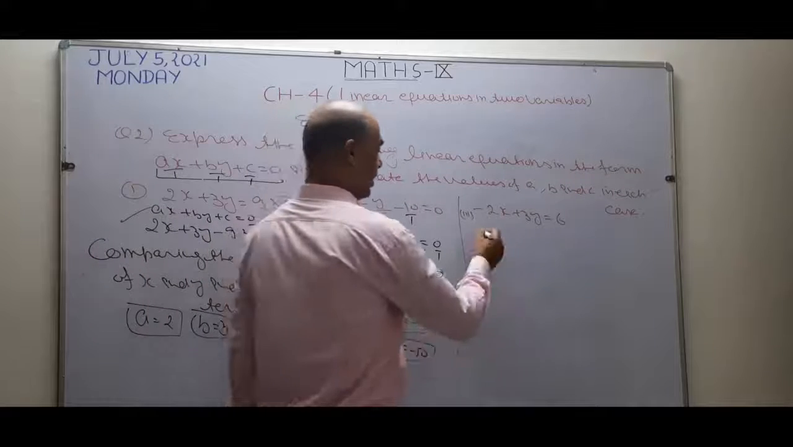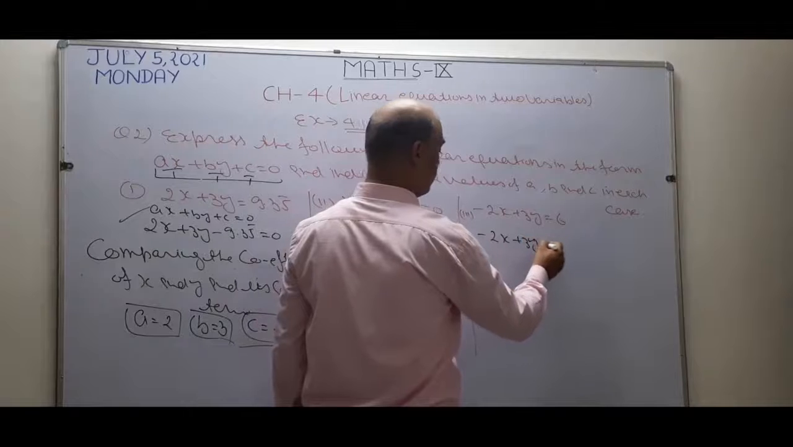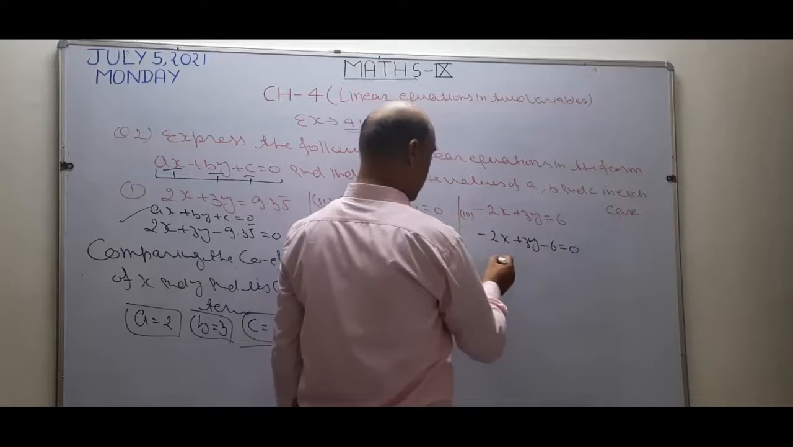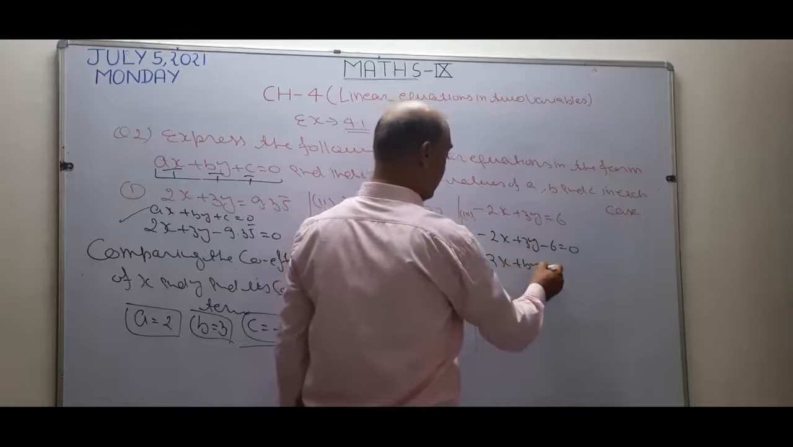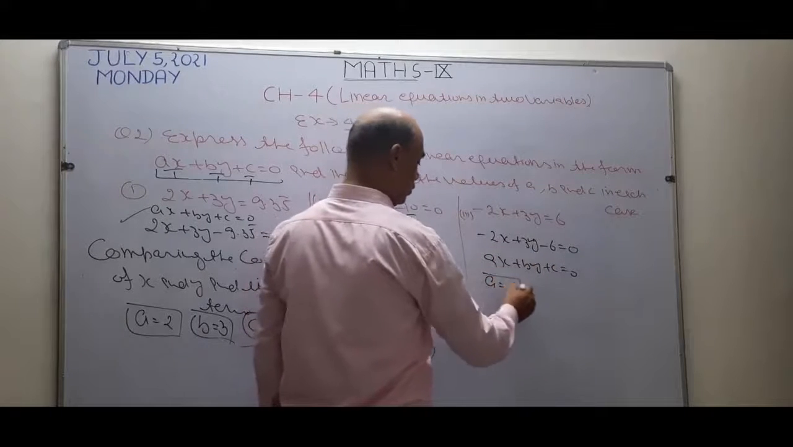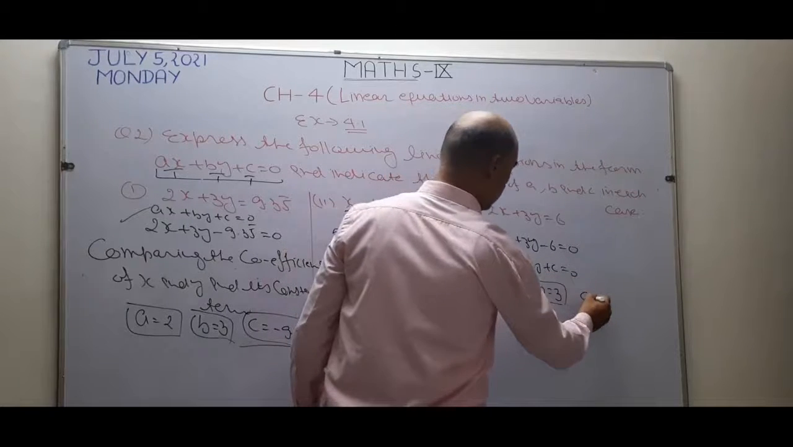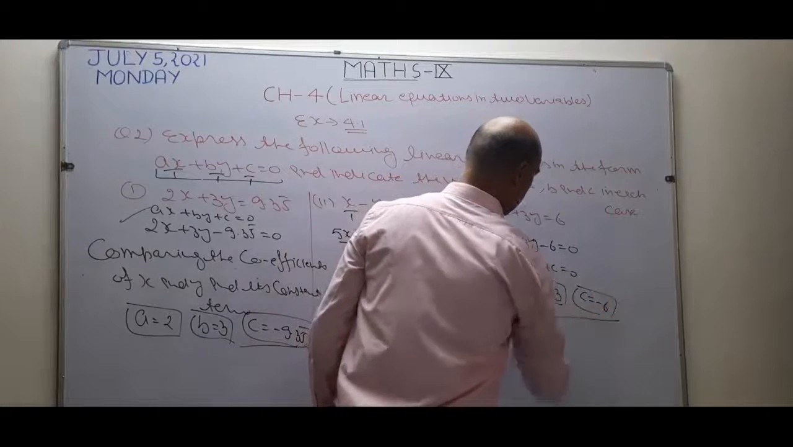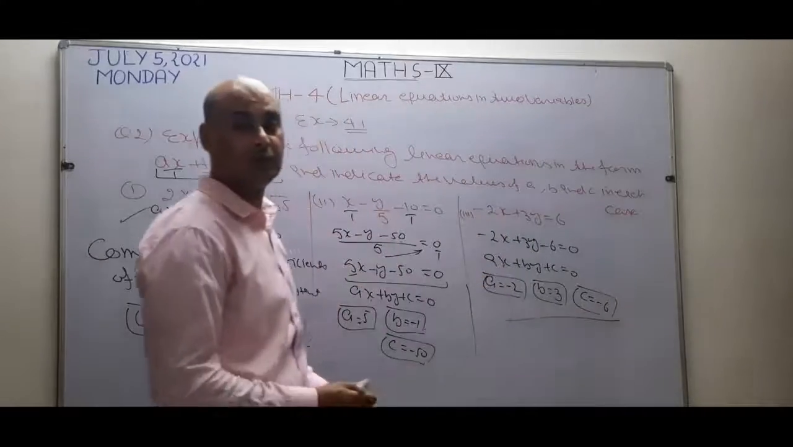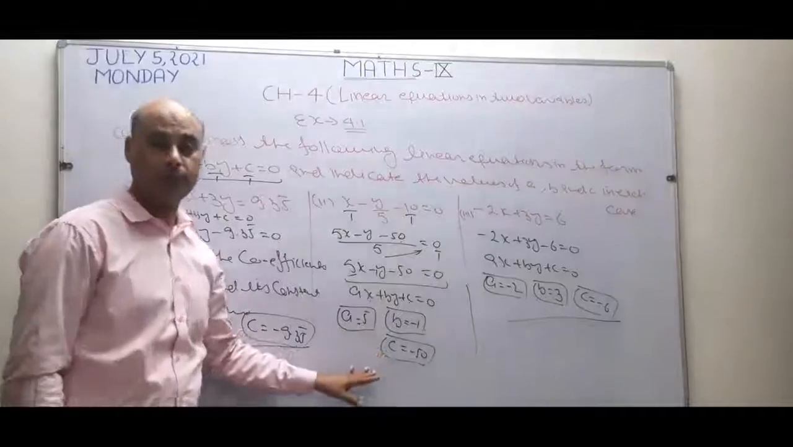Now see. I write here minus 2x plus 3y. I take this positive term from right to left, so this becomes negative. Now I want to compare it with the standard form. So the value of a becomes minus 2, the value of b becomes 3, and c represents minus 6. This is the answer of the given question. It's very simple and I hope it is clear to all.